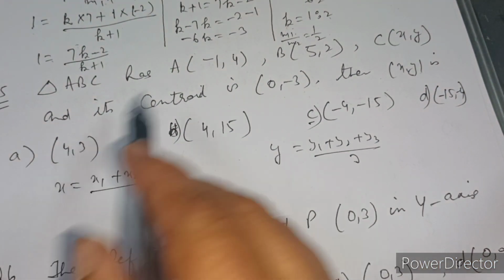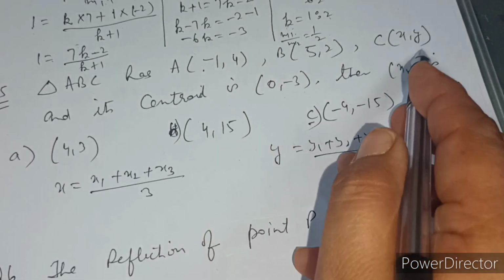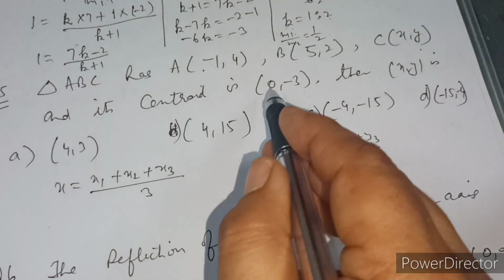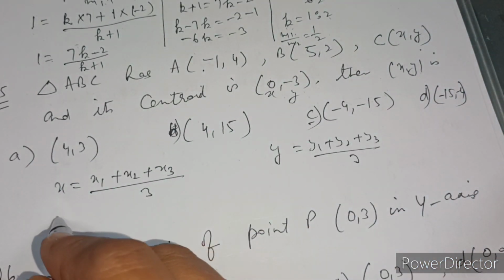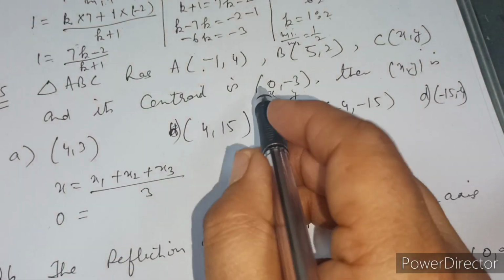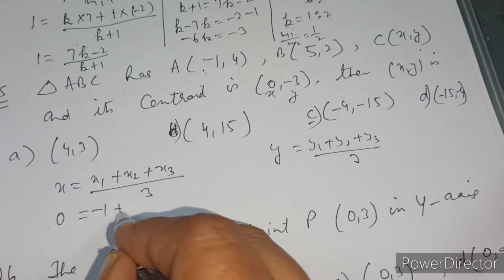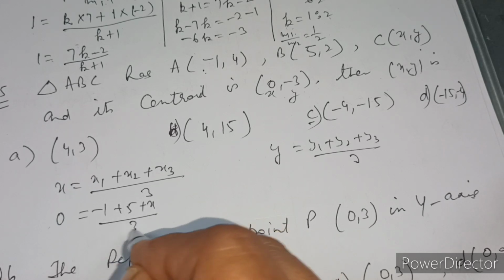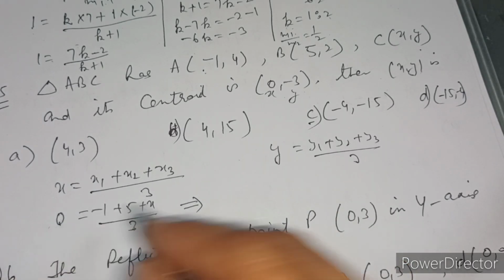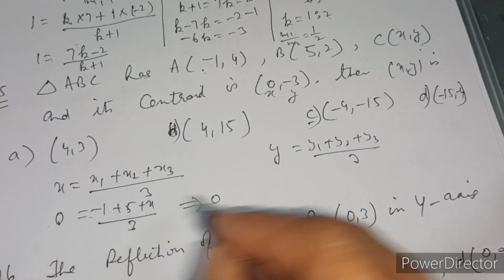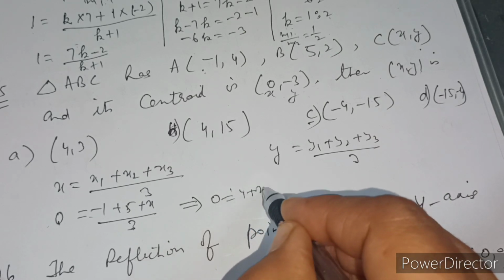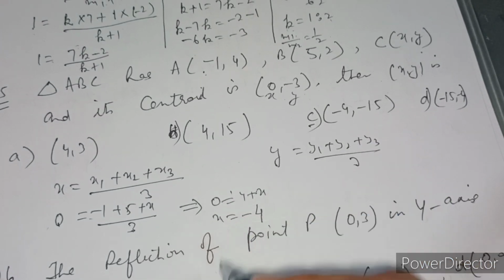So put the values of x1 y1. This is x1 x2 x3. Okay, so x and this is x and y. So x is nothing but 0 is given to us. So add minus 1 plus 5 plus x upon 3. So it would give us 3 zeros are 0, 3 goes to the other side. It will be 4 plus x. So x is nothing but minus 4.